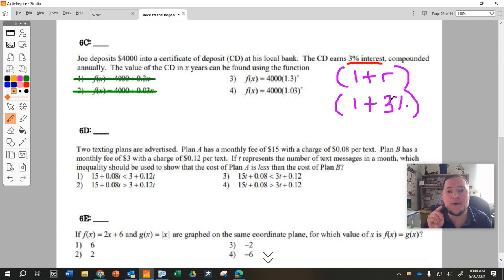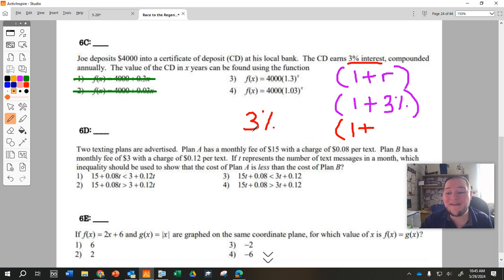Now here's the trap door they set. 3% does not get to go into the formula as a 3. 3% has to go in as a decimal, so it's mathematically able to interact with the other values. So 3% as a decimal. 1 plus 3%.